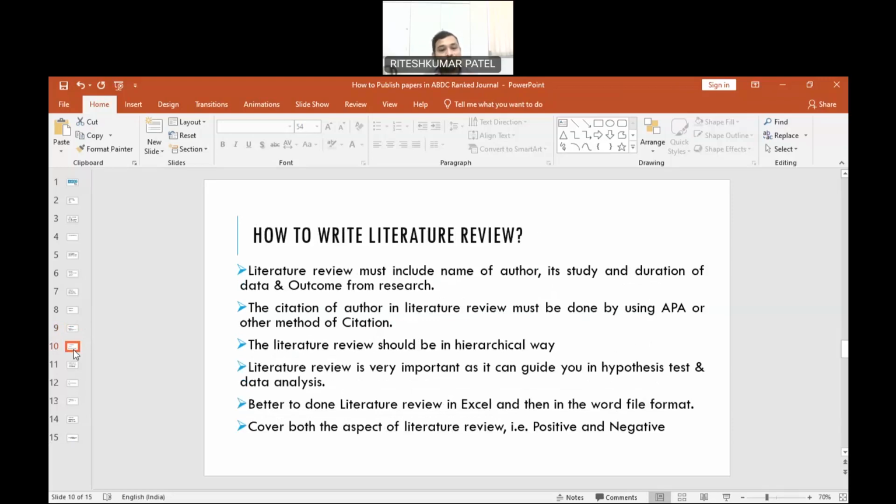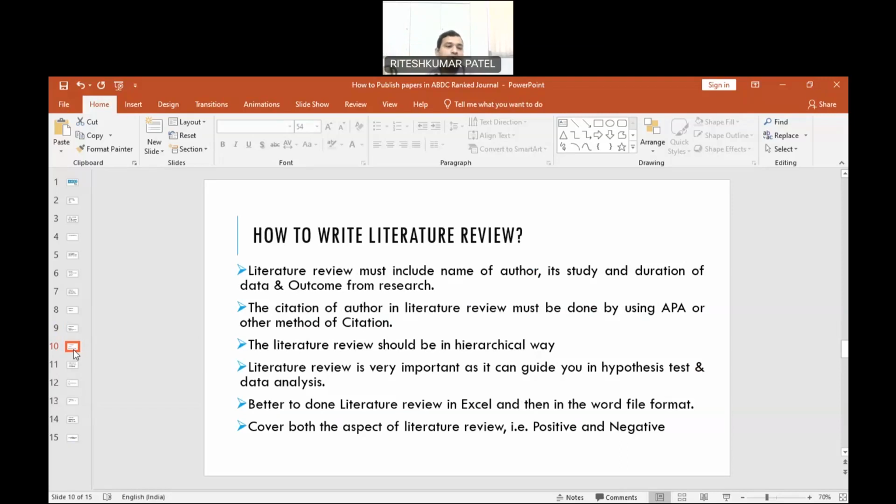Now, how to write a literature review? The literature review must include the name of the author, the study, the duration of data, and the outcome from that. So I suggest first to prepare the literature review in Excel. In Excel, you prepare in a format which includes a serial number, title of paper, author, study topic, duration, type of data they have selected, methodology they have used, outcome, etc. This will help you in deciding what kind of topic you have explored and how you have explored it.